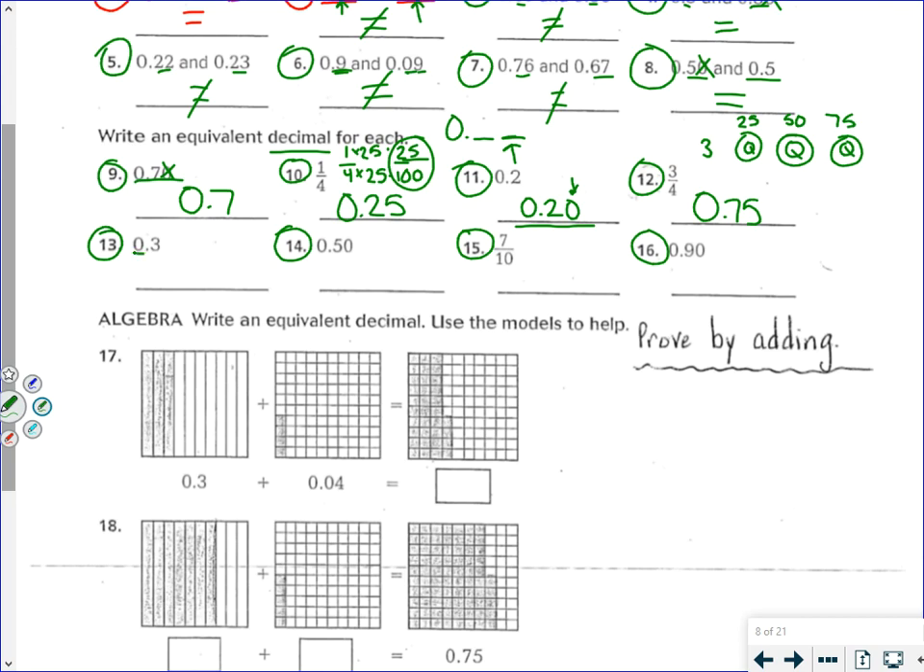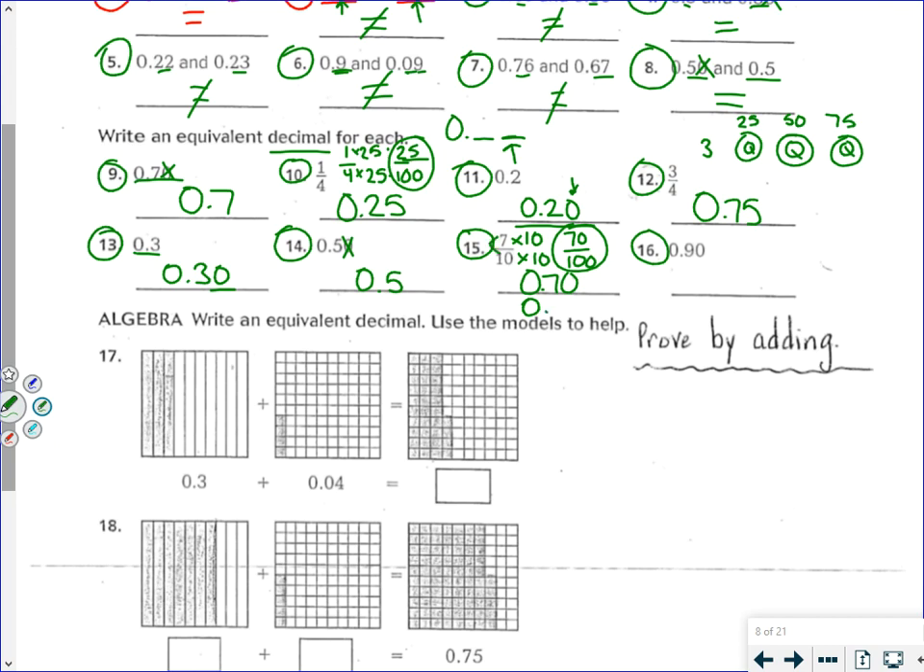Okay, here we have 3/10. Again, we don't have to have it, but it still works. Remember we don't need it, so we can just go 0.5. Okay, 7/10. Get it to 100 because we want 100. 7 times 10 is 70. 70 hundredths. So now we can go like that. 70 hundredths.